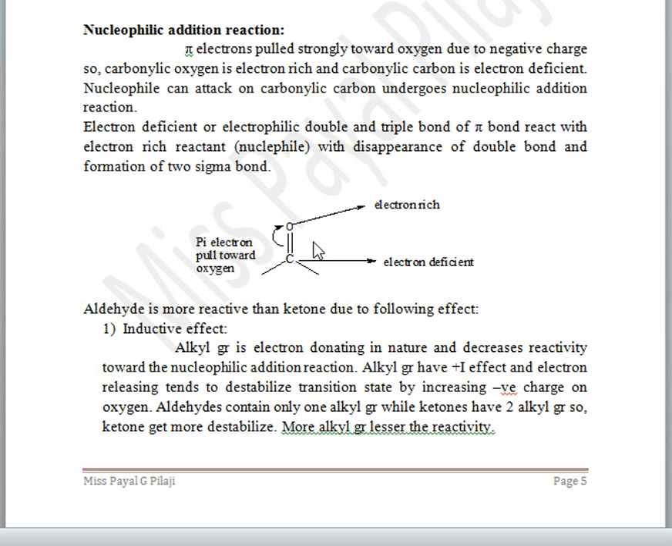An aldehyde contains only one alkyl group, while a ketone has two alkyl groups. So ketones are more destabilized. The more alkyl groups, the less the reactivity of the compound. That's why an aldehyde is more reactive than a ketone.